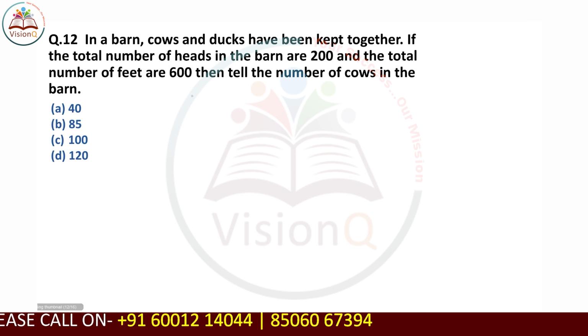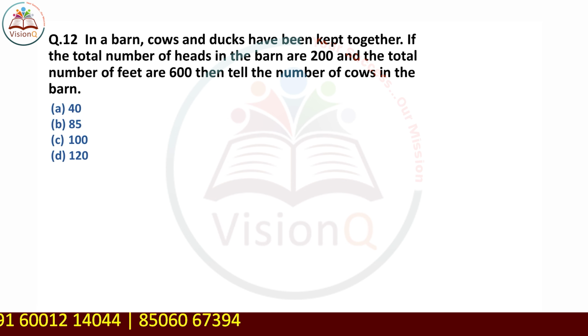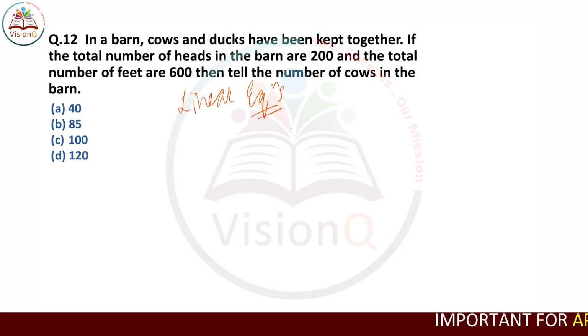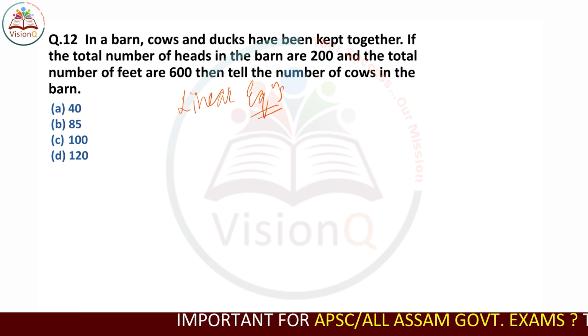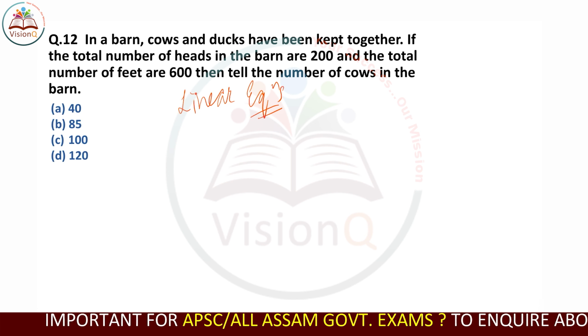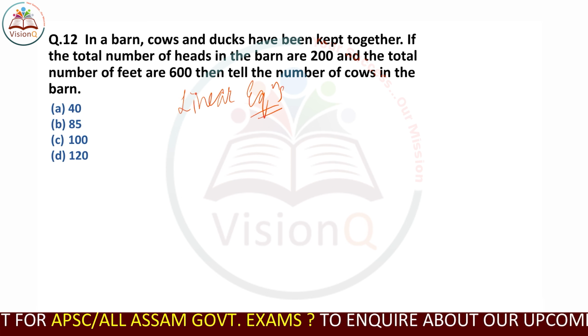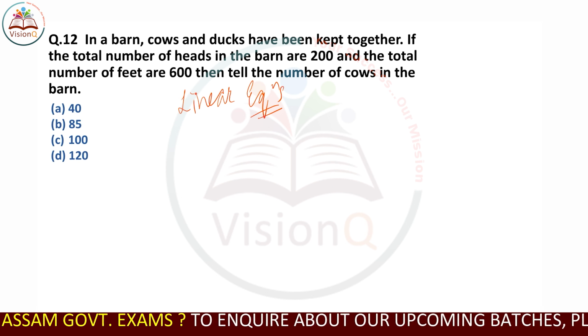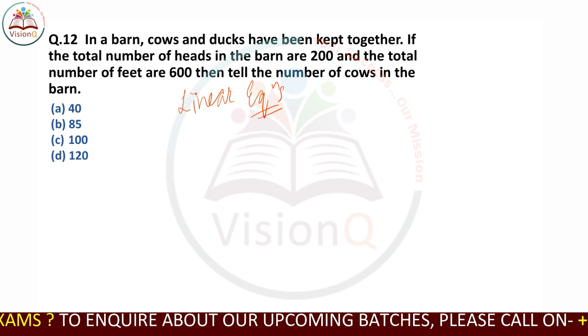Next, question number 12 is a question based on the application of linear equations. It says that in a barn, cows and ducks have been kept together. If the total number of heads in the barn are 200 and the total number of feet are 600, then tell the number of cows in the barn.